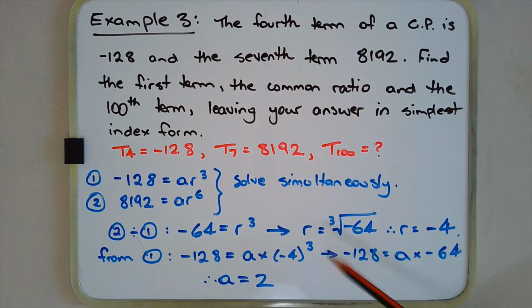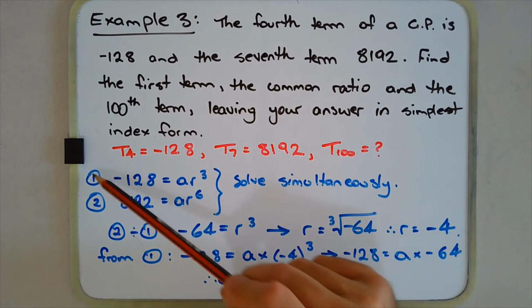And then taking the cube root, of course, of both sides, so we have R is equal to the cube root of negative 64, and therefore R is equal to negative 4. So there's only one common ratio here, not two cases like in previous examples where you could have a positive R and a negative R. In this case, it's only a negative R.